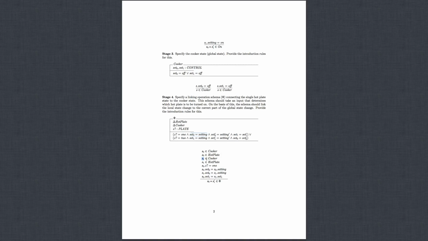Okay, so when we say that S0 is an element of cooker, all we mean is that the value of the set 0 observation lives in the right place. And when we say that S0 is an element of hot plate, all we're saying is that the setting observation in S0 belongs to the hot plate. Okay, so this really takes care of those 4 rules there.